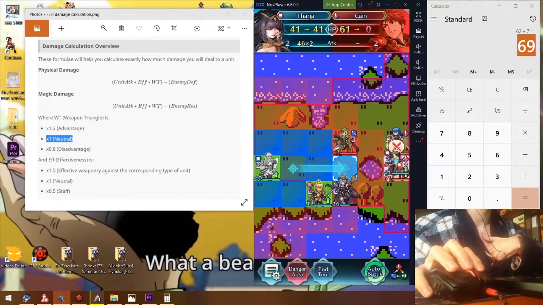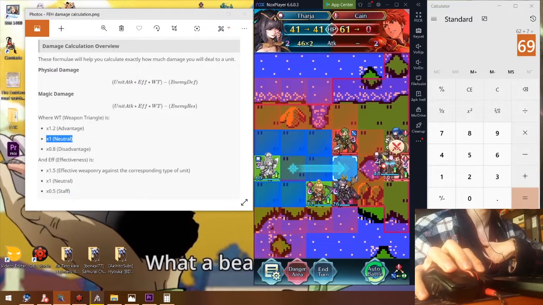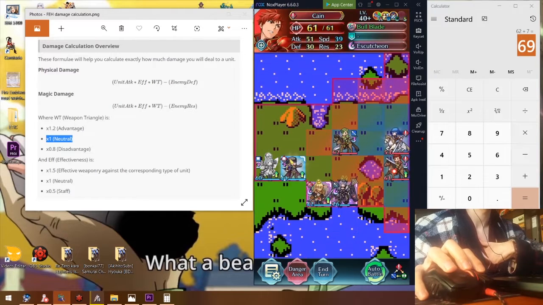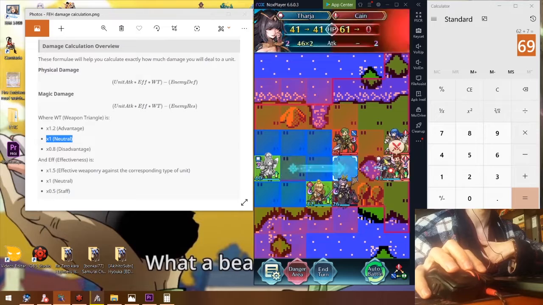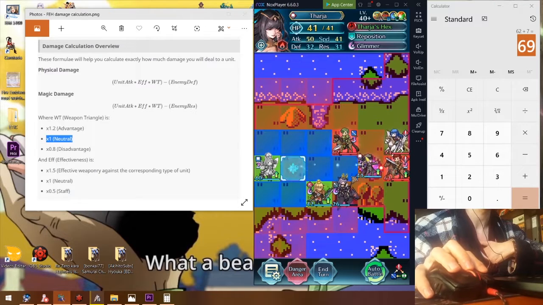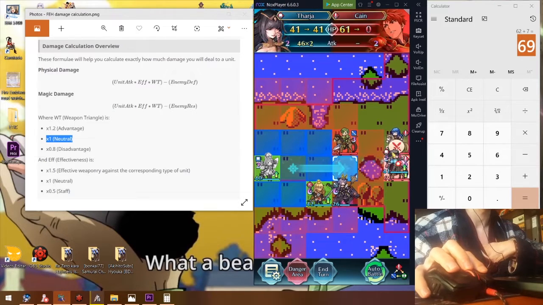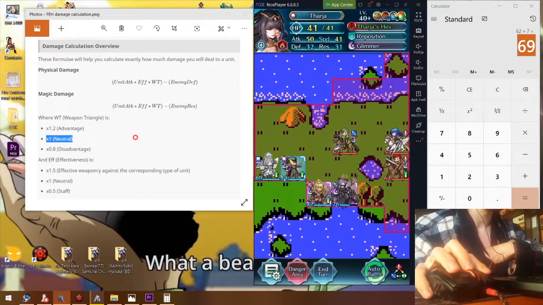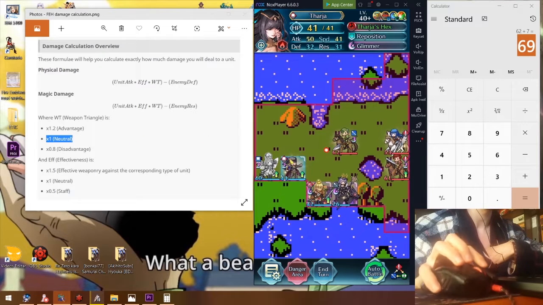So let's say she attacks Kane. She doesn't have effectiveness against Kane. She isn't Micaiah, for example. She has effectiveness against cavalry units. So, yeah, it's a neutral effectiveness.